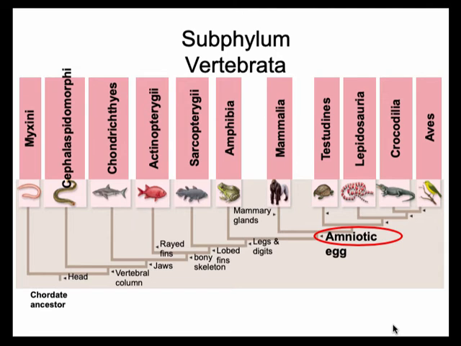And after amphibians had dominated for a while, we see then the appearance of a new group of vertebrates, the reptiles. A main characteristic of reptiles and the groups that came after them was the appearance of the amniotic egg.